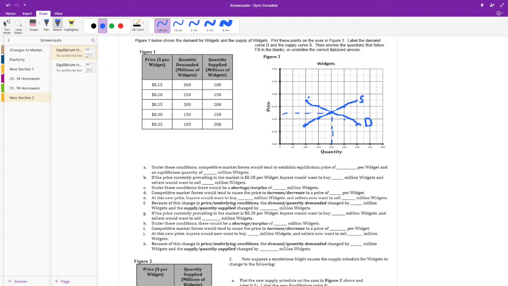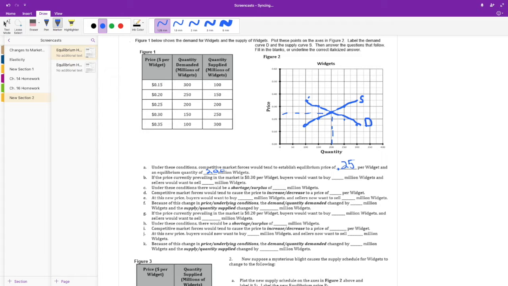Once you've done that, you're going to use a dotted line, okay? That's going to indicate the equilibrium price and quantity. This is called a drag. You're going to drag to each axis to show the price and quantity, and you're going to answer the questions below. So the first question: under these conditions, competitive forces would tend to establish an equilibrium price of 25 cents and an equilibrium quantity of 200.